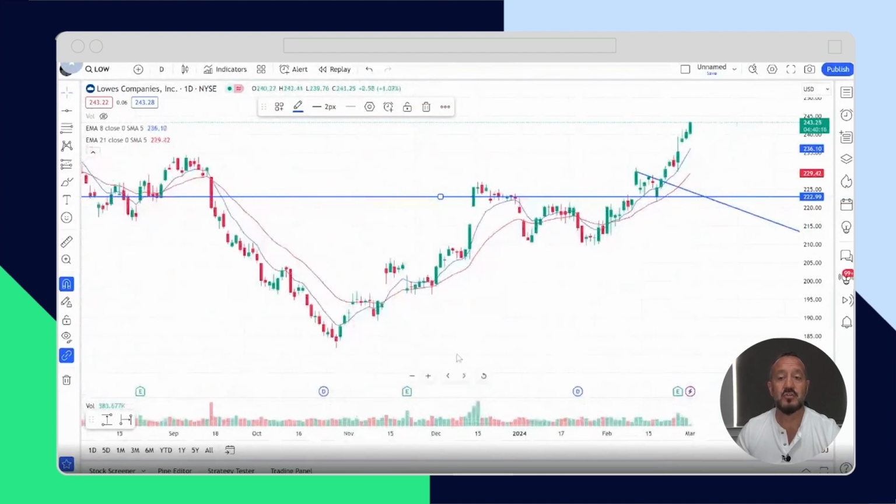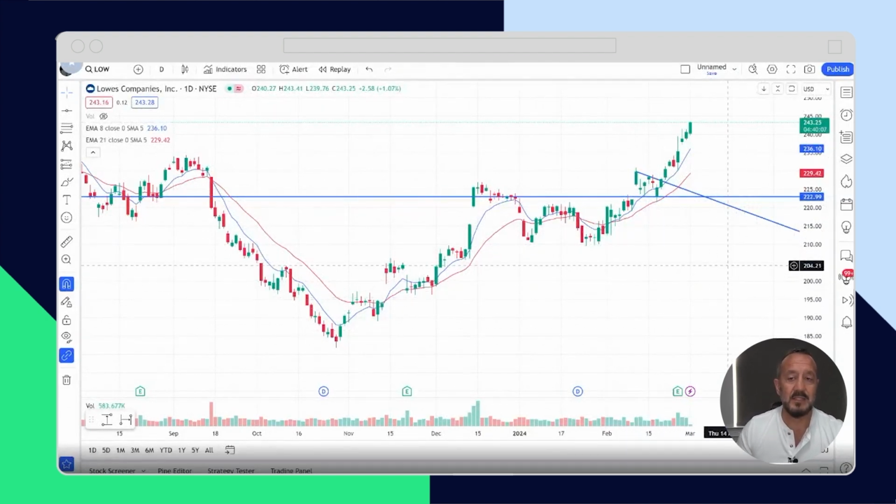So the one I've just drawn here is my significant level, all right? And it's at about 222.99. So I'm going to place my stop below 222.99. It's below my significant level. It's below the rotation zone, and I'm going to place my stop below it as well.